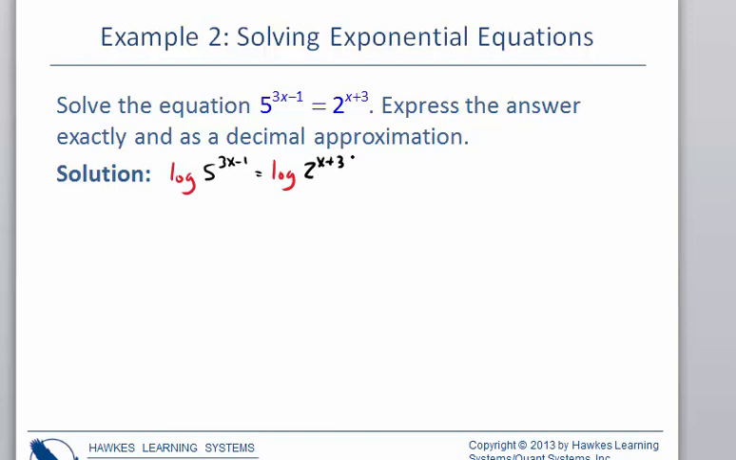And then we'll do the same thing that we did in the last example. We'll use our property to pull those exponents to the front. When we pull them down, we want to be sure to put them in parentheses.